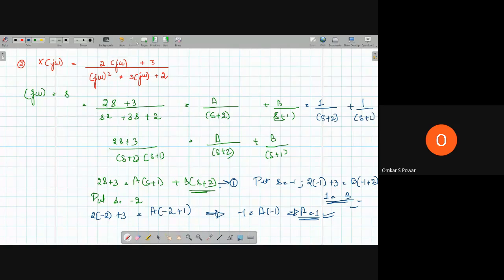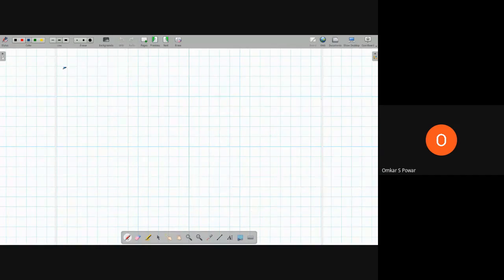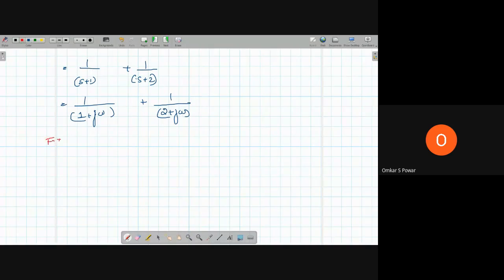So I'll go to next page. So what we have got, 1 divided by s plus 1 and 1 divided by s plus 2. Now again put s is equal to j omega. So 1 by 1 plus j omega plus 1 by 2 plus j omega. Now what do I have to do? Again use the Fourier transform technique.